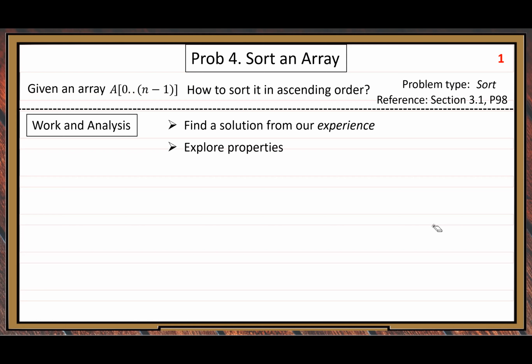And we need to explore properties. When you try to understand the problem, you need to explore some useful properties. We did a few examples before, critical properties. Here, we also need to do the similar thing. So that's the basic guidelines for problem solving.